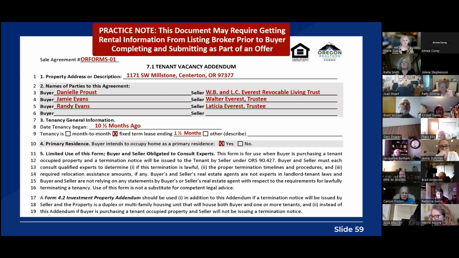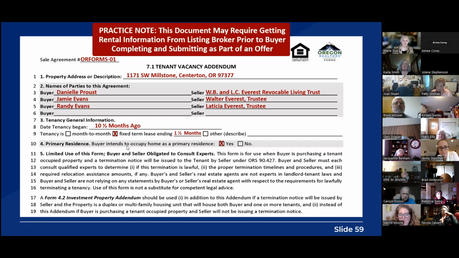Okay, so here's how this form works. It's got, of course, everything on the top part, just like we do on all of them. Date tenancy began. I know in here they put 10.5 months ago. Please put the actual date. We did this for the purpose of the training so that you would get into your mind that it's less than 1 year, but put the date in, and then the fixed term lease ending, put the date in, not 1.5 months. It's much better to do it with actual dates.